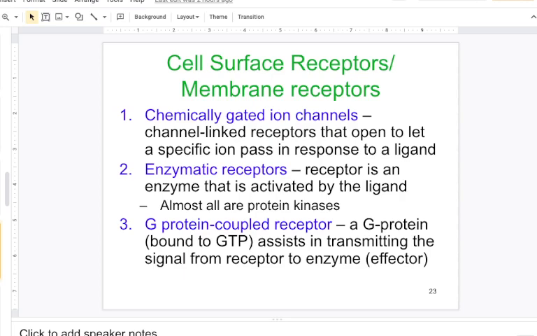We also have G-coupled protein receptors, where a G protein embedded within the cell's plasma membrane is bound to a GTP within the intracellular space. So it's a protein bound to a GTP, which is bound to the cell membrane, and this assists in transmitting the signal from the receptor to the enzyme. The enzyme is the effector that will take place after the signal transduction pathway is initiated.